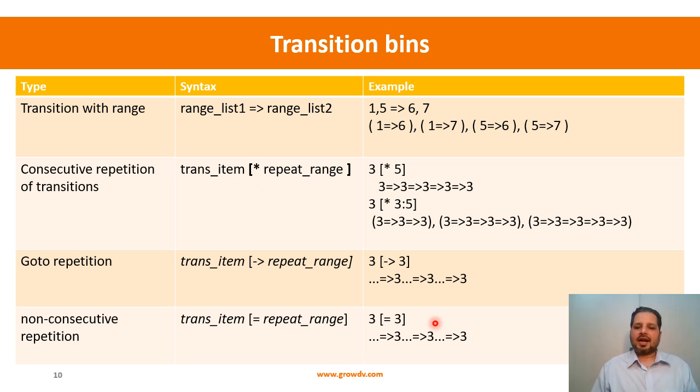And then the Goto repetition would be satisfied. And then we have the non-consecutive repetition, which is represented in syntax with transition item equal to repeat range. So if I say 3 equal to 3, it looks exactly similar to the Goto repetition, right? Now the question will come to our mind: what's the difference between Goto repetition and the non-consecutive repetition? It is the same doubt that we even had in the assertions. The difference becomes clear when you use it with the next transition. Okay, so let's look at that in the next slide.